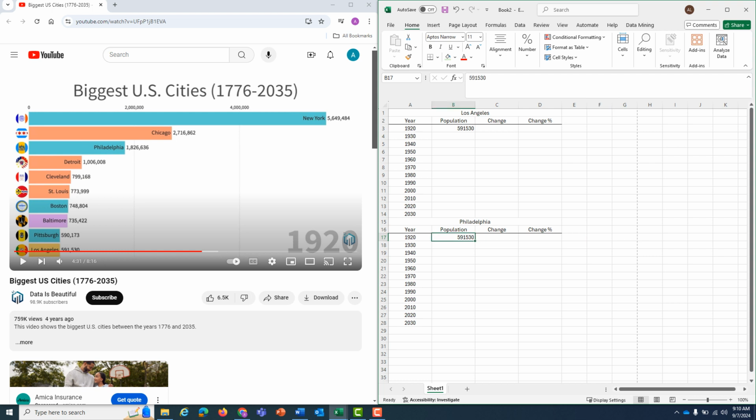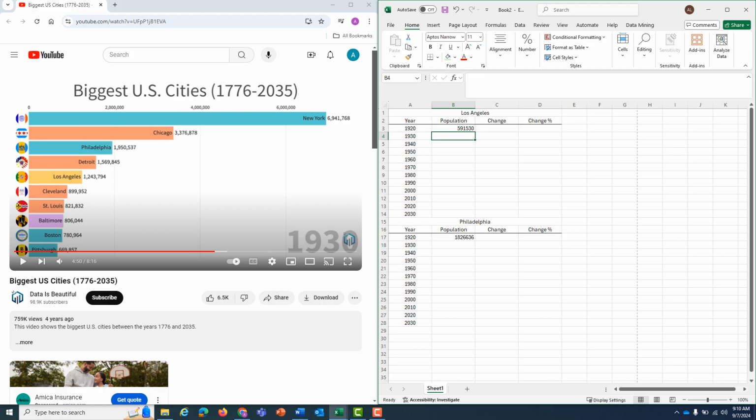So for Philadelphia's population, we have 1,826,636 for that period. Let's go forward and find the time that we want here. So 1930 would be our next spot. I'm going to skip till I get somewhere close to 1930. I got 1928 right now. I'm going to hit play. I'm going to pause as fast as I can after it changes to 1930.